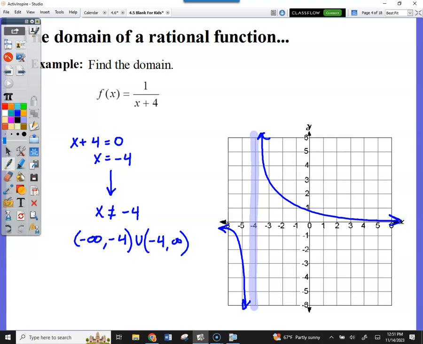Now they do get written totally different though. Same number, but the way you write it is different. Remember, domain is, what does the graph cover? What's off limits in terms of skipping over the numbers? And vertical asymptote is, what is the equation of the vertical asymptote? Well, I found the equation right there when I solved the denominator for 0. So this graph has a vertical asymptote at x equals -4.